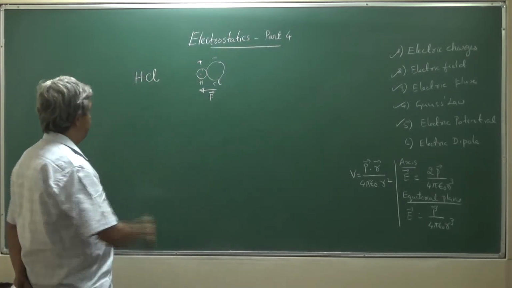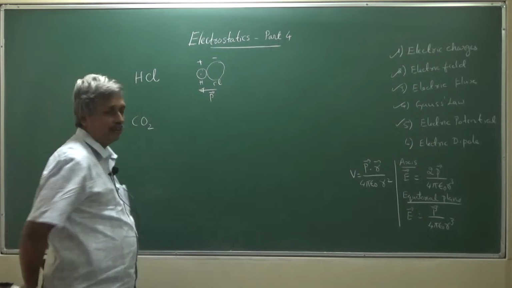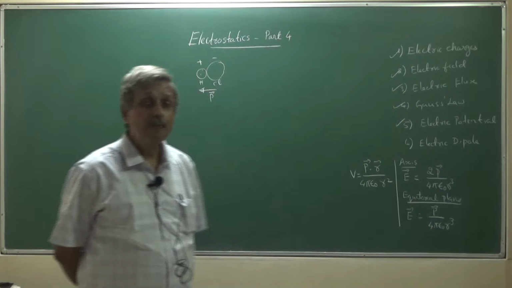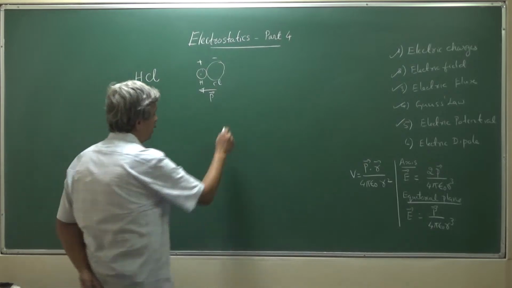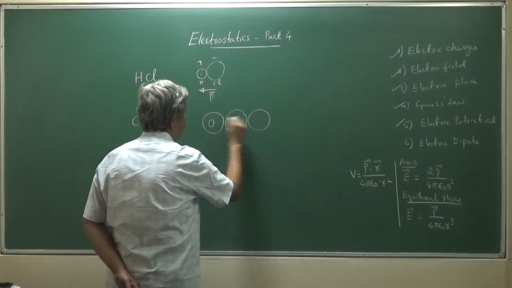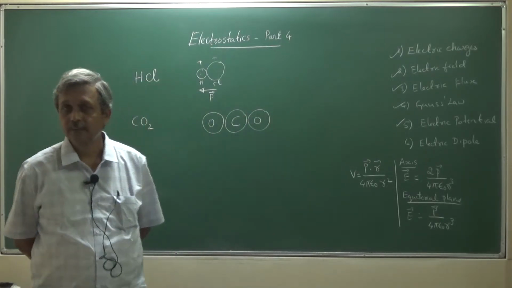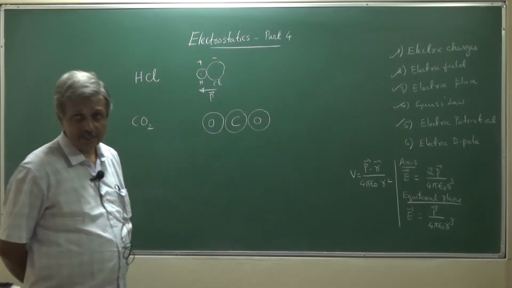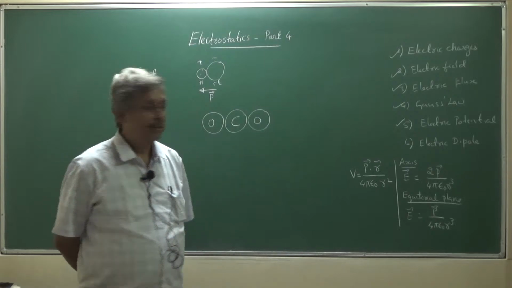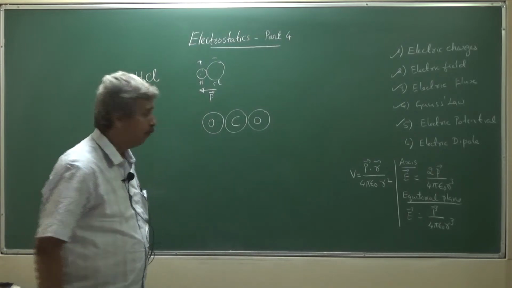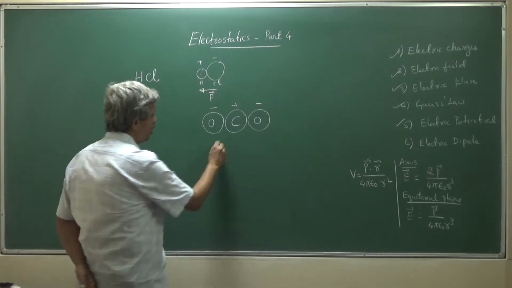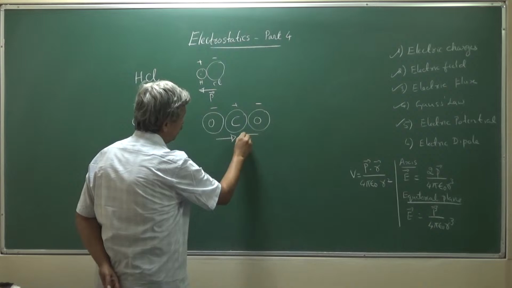Now let us see carbon dioxide. What is the carbon dioxide dipole moment? How is the carbon dioxide molecule? Carbon dioxide is one carbon and two oxygens, O, C, O. Oxygen is O minus and C is C plus, so this is minus plus. Negative to positive is the direction of the dipole moment.